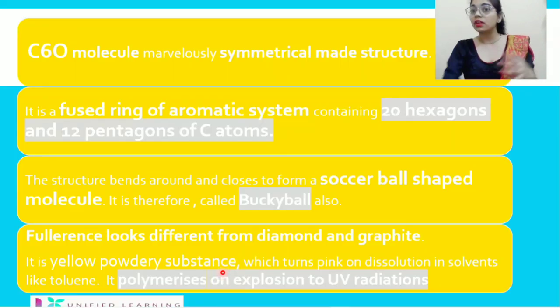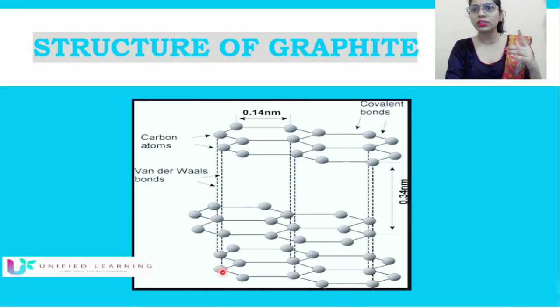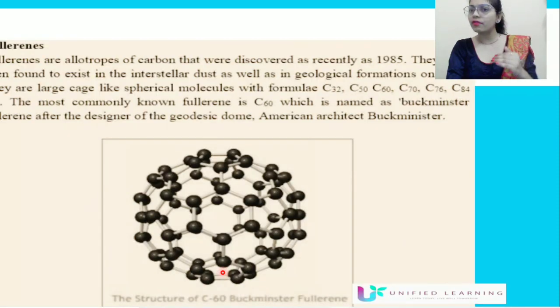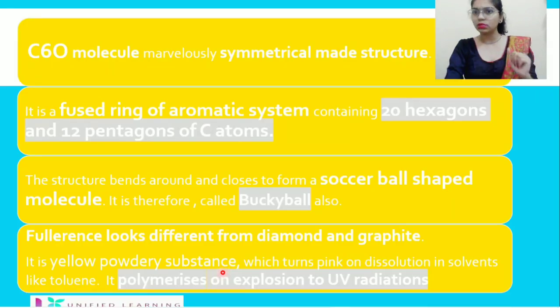Okay, please notice the structure, how it is made. It is also called saucer ball shaped, or just ball. Fullerenes look different from diamond and graphite. Try to recall, I will just show it to you. See the structure of diamond, then graphite, and then the Buckminster. It is much different from the other two.